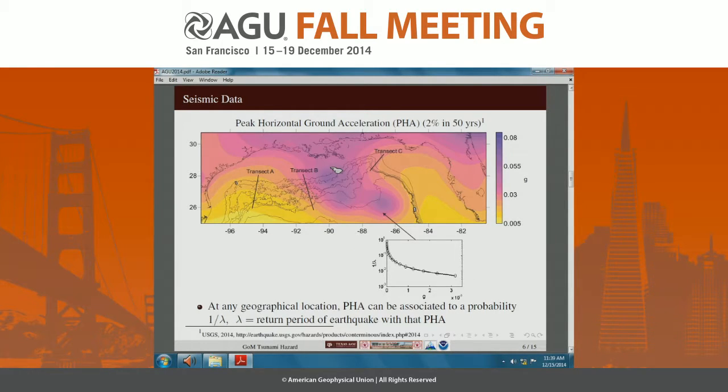The seismicity data that we use comes from the 2014 USGS hazard data, and this map is specifically for peak horizontal ground acceleration, or PHA, of 2% in 50 years. And within the Gulf of Mexico, for any geographical location, we can associate the PHA to a probability, 1 over lambda, where lambda is the return period of an earthquake with that PHA. And so you can see the hazard curve right in the lower right. For any PHA, we can determine a certain probability.